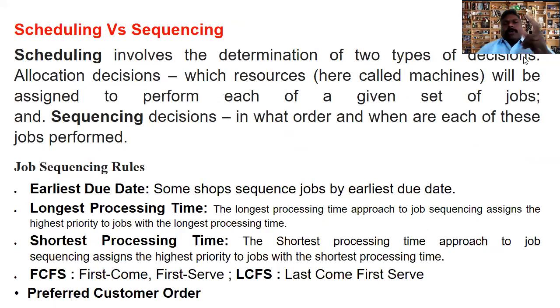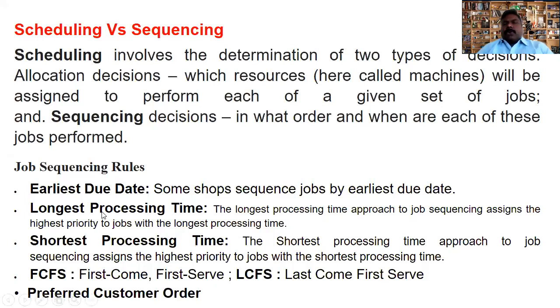Scheduling and sequencing: what is the difference? Scheduling involves the determination of allocation decisions, which resources will be assigned to perform each given set of jobs. A job is there, how are we going to schedule it? Sequencing decides in what order, and when, jobs are performed. So we have Johnson's rule that we are going to see in the next class, and solve a few problems and examples of how you can do that.